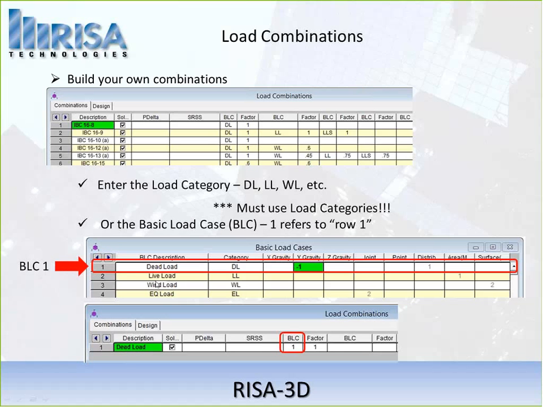If we wanted to get to the second row, we would just type a 2 in the basic load case, and then we would give the factor of whatever factor happened to be there. So you can just use that as a different method. So those are two methods on building your own combinations.